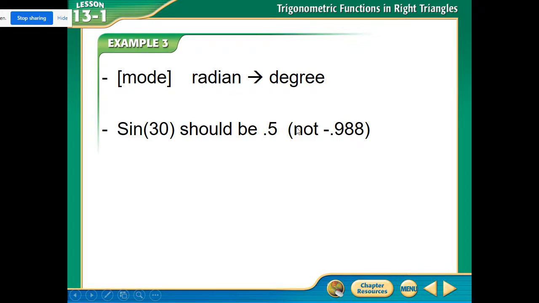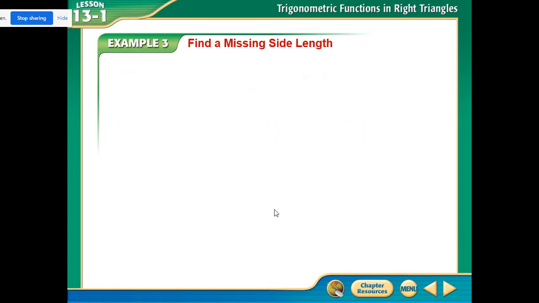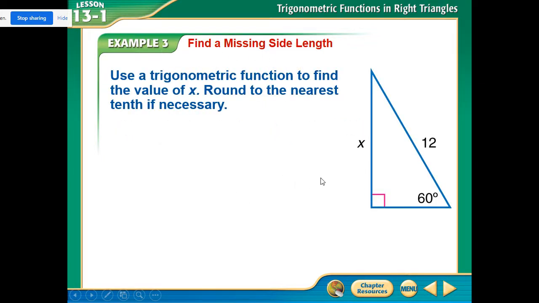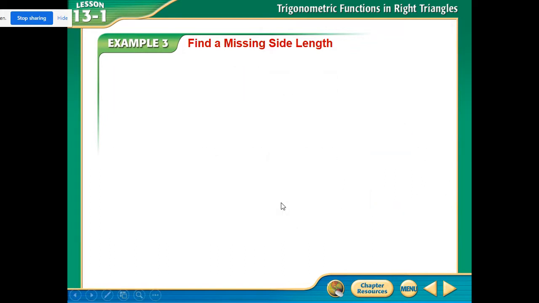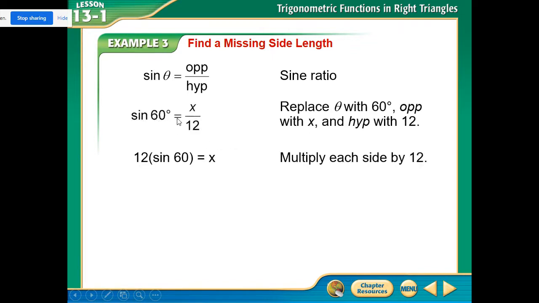All right. So once you've gotten that, let's move on to this next part. We want to find the missing length. They give us an angle and a side. The angle is 60 degrees, and the side, the hypotenuse, is 12. Well, we need to understand where x is. X is opposite. So we have opposite and hypotenuse, so I have to go back to my trig functions and see which one has opposite and hypotenuse. Well, that comes from the sine. So we're going to use the sine function, opposite over hypotenuse. So the sine of 60 equals x over 12 because 12 is the hypotenuse.